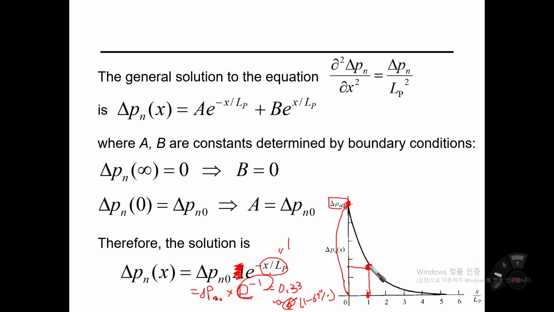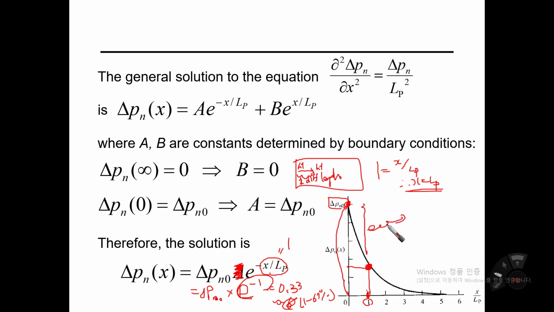This value. Okay. So what does this number 1 mean? 1 means x over Lp, so x is Lp. Aha. So once a hole is moved by one diffusion length, how many excess holes are removed or recombined with electrons? Yes, 67%. Where does this number come from?